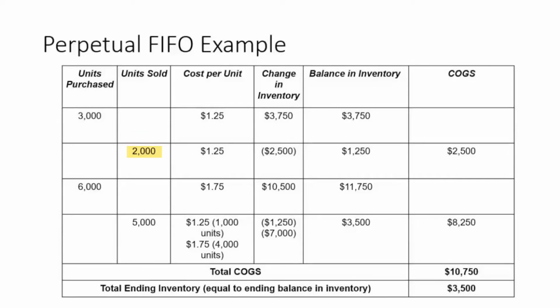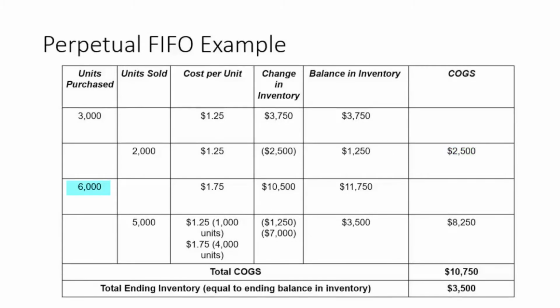As you know, Candle Corporation sold 2,000 units after that batch 1 purchase. So because we're going to use perpetual and because we are maintaining this very ongoing record, we're going to go ahead and take those 2,000 units from our oldest inventory. That's the 3,000 units purchased at $1.25. So because we sold 2,000 units, we will take 2,000 times $1.25 to arrive at our change in inventory, which will decrease inventory by $2,500 from that first sale. Now we'll have a balance in inventory of $1,250, and we'll have a cost of goods sold of $2,500.